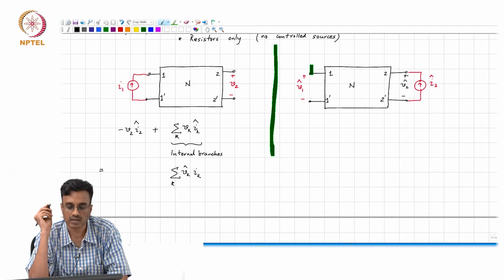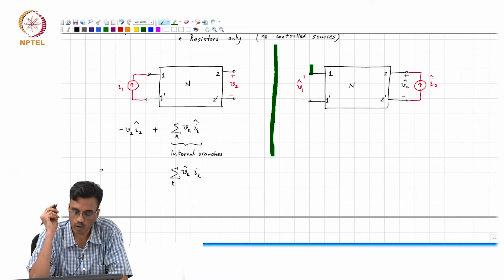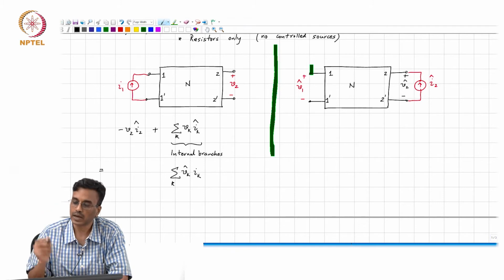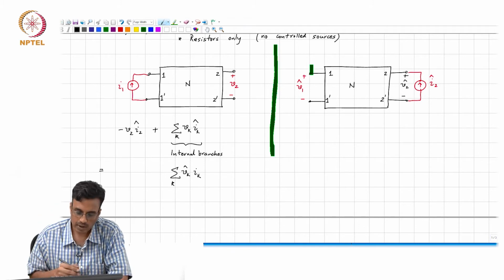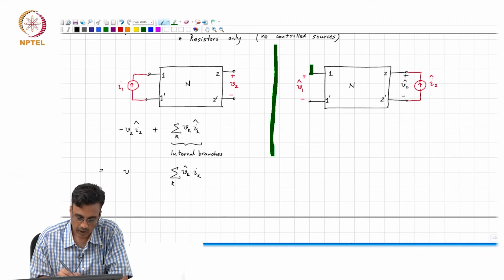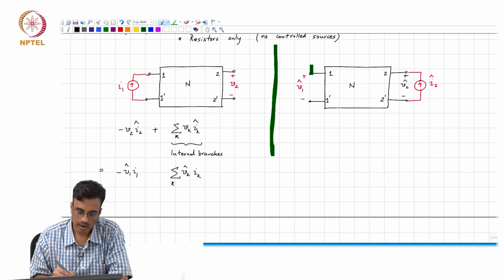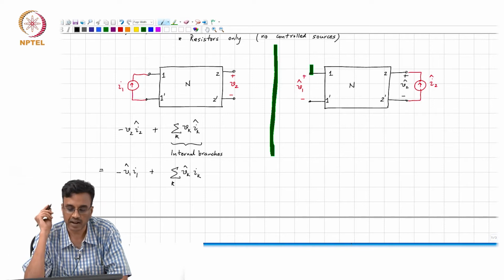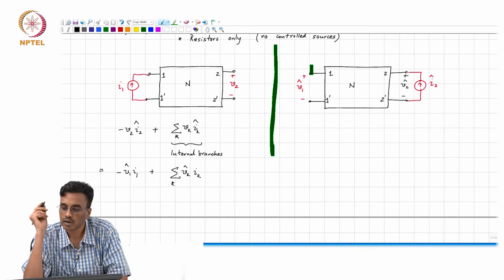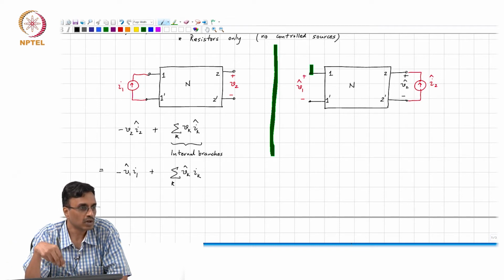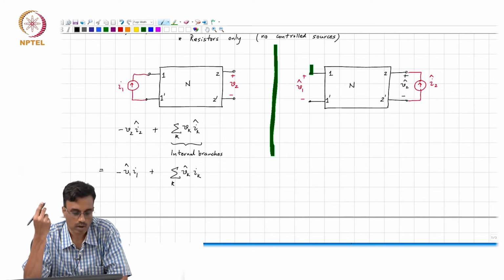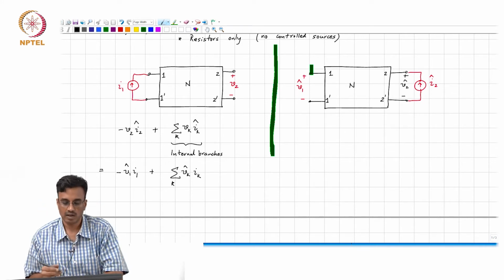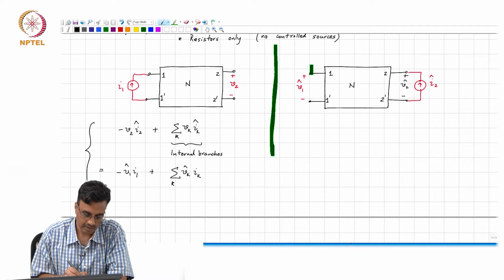Then we need to deal with the external port quantities. So, what is Vk hat? For the first one, it must be V1 hat times minus I1. And what comment can we make about the second port? V2 hat times the current in port 2, which happens to be 0. So, this is what Tellegen's theorem throws up.